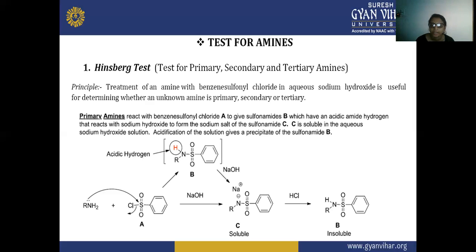This means that if we get a sample in the lab, we have to tell what sample it is. Is it a primary, secondary, or tertiary amine? So in that case, we perform this Hinsberg test, and the principle of this test is that we need benzene sulfonyl chloride, sodium hydroxide, and HCl.